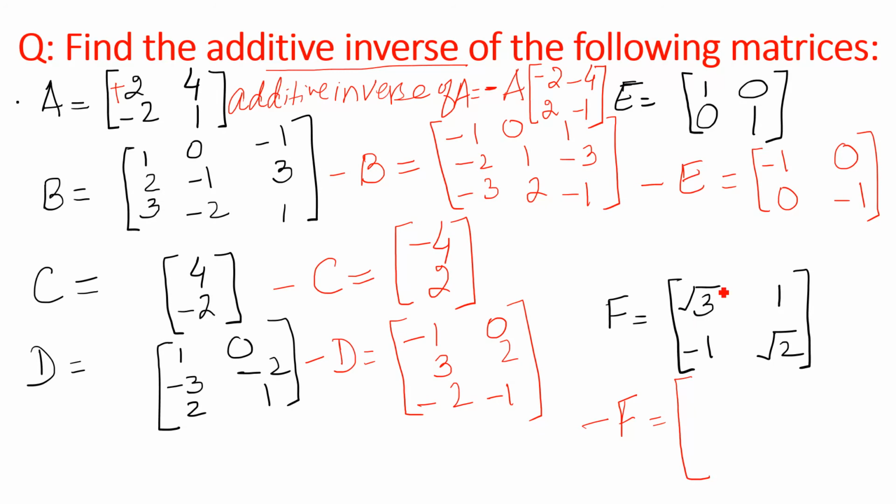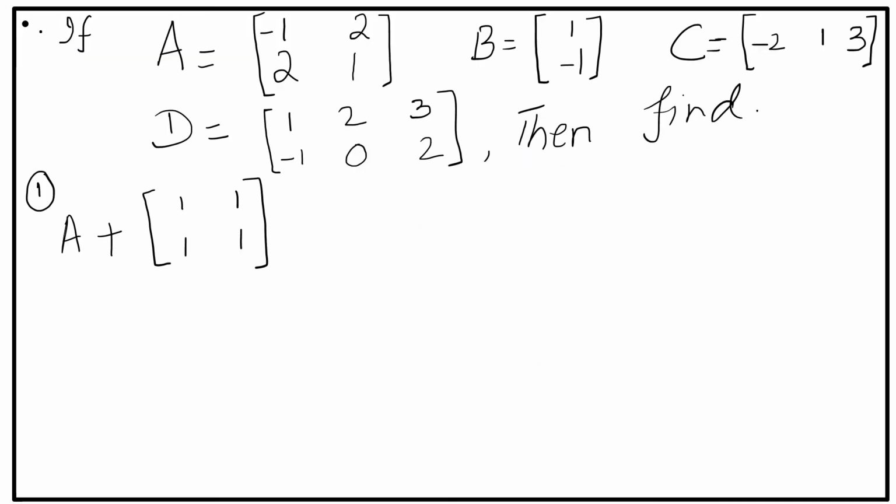Now what we have to do? There is no sign, it means positive. Just make it negative, because we are making the inverse, the opposite. So if it is positive, make it negative. If it is negative, make it positive. These are all the answers. Right? Okay, now move on to the next question.